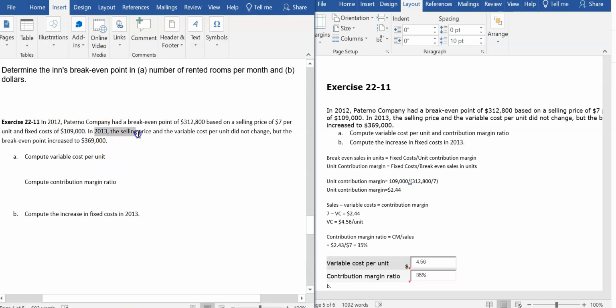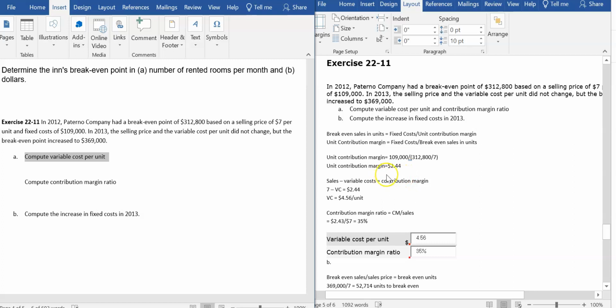In the next year, the selling price and the variable cost did not change, but the break-even point went up to $369,000. So something else changed. It must have been the fixed cost that caused the break-even point to go up. First things first, we're going to work backwards with all of this information to find the variable cost per unit.